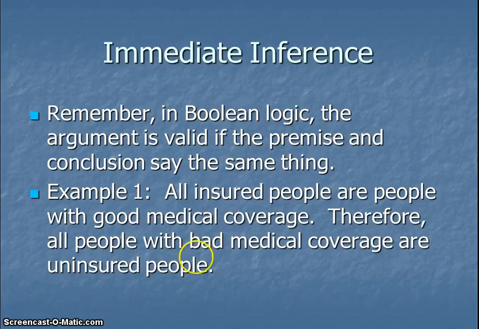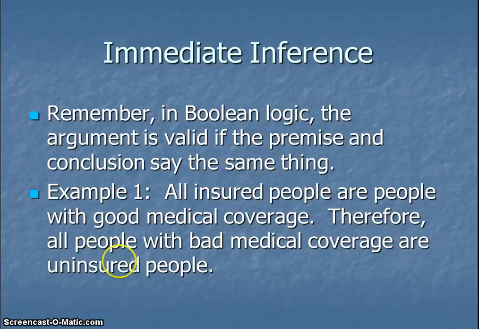So what I want to do here is actually give you an example. So if you have a piece of paper, you might want to write this down. And I'm getting a piece of paper as I speak, because it makes it a little bit easier when you see it. So write it down. So let's do all I, insured people, or I. So right here, all I are. And then what we're going to do is say people with good medical coverage. So we're going to do that as a P. Okay, so what we should have written down right now is all I are P.